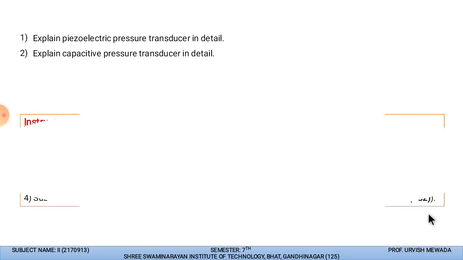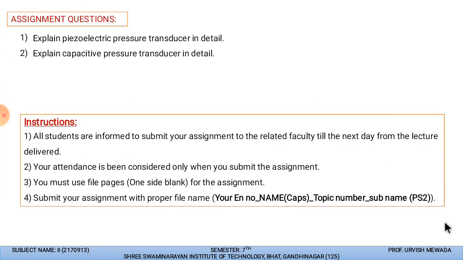After this presentation, you have two assignment questions. The first is: explain the piezoelectric pressure transducer in detail, and the second is: explain the capacitive pressure transducer in detail. Question number one is the most important question from this chapter. The instructions related to this assignment are written below. Please read them carefully. You can take a snap of this slide, and if you have any query or doubt after this presentation, we can solve it in our doubt solving session.